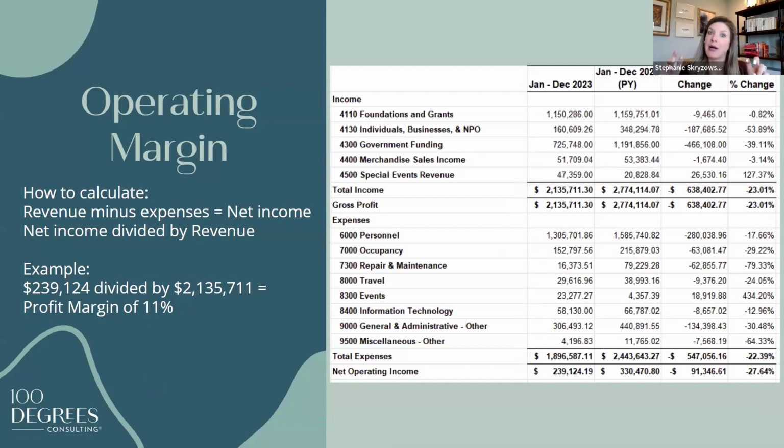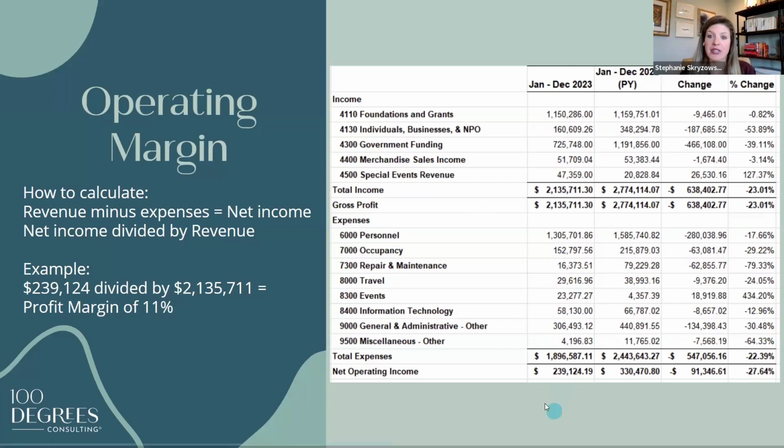Now, I get the question all the time, well, how much is a good operating margin? We're nonprofits. We're not supposed to have a profit. Well, not really. Just because our tax status is nonprofit doesn't mean that we can't have anything left over at the end of the year, right? We need to build a cash reserve. We need to make sure that we have funds on hand for a rainy day, to help with a recession, to help if a funder goes away, right?